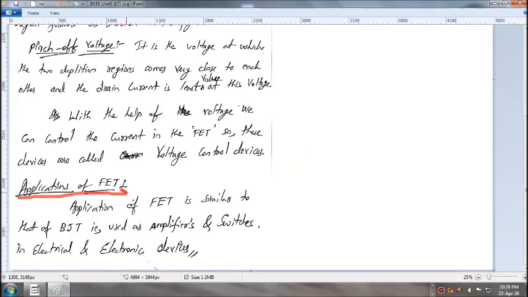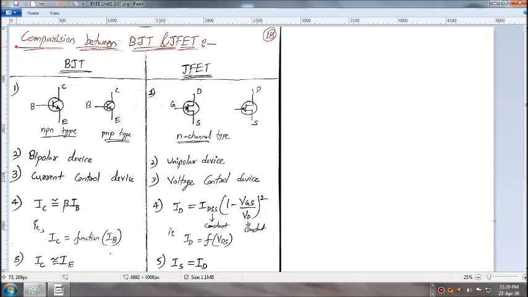Moving on to the applications of FET. The applications of FET are similar to that of a BJT. They are used in amplifiers and they are also used as switches in electrical and electronic devices. Our next concept is comparison between BJT and JFET.